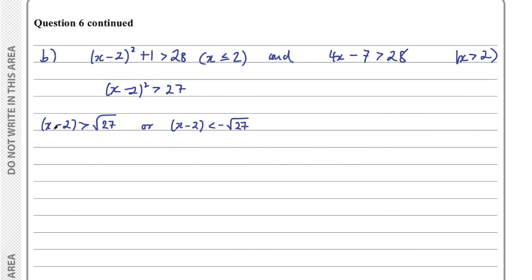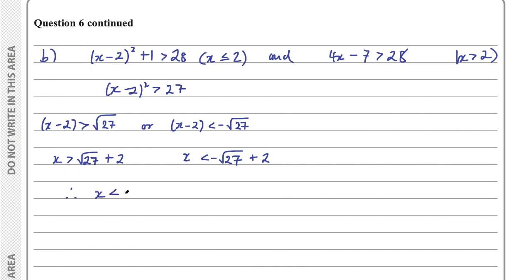Anyways, moving on. For this one, we would have x greater than the square root of 27 plus 2. And for this one, we'd have x less than the negative square root of 27 plus 2. Now, this is where we need to consider the domain. This expression was for x less than or equal to 2. This value here, well, the square root of 25 is 5. This would be over 7. So this is not fitting in with this domain. So we can ignore this one.